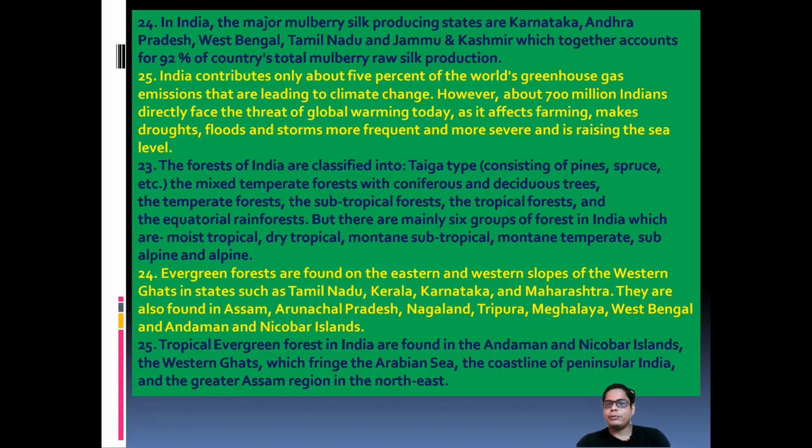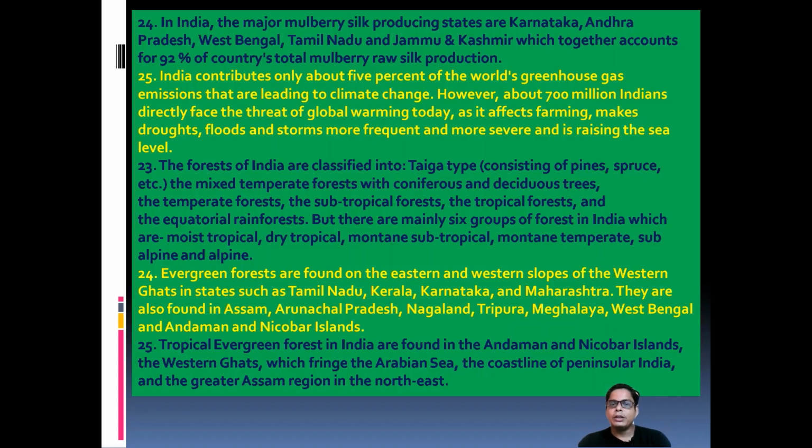Evergreen forest, perhaps you know, is found in Tamil Nadu, Kerala, Karnataka, Maharashtra, on the western side of the Western Ghats, and they are also found in Assam, Arunachal Pradesh, Nagaland, Tripura, Meghalaya, West Bengal, and the Andaman and Nicobar Islands. So this thing we have to understand.